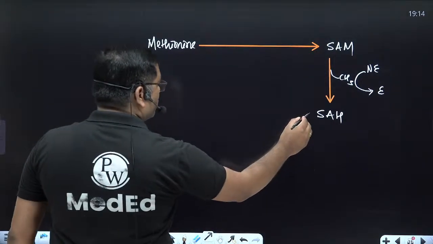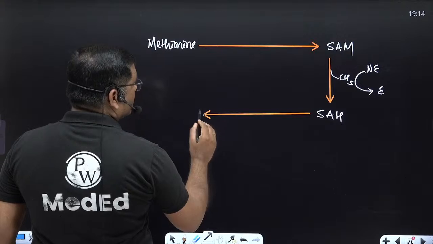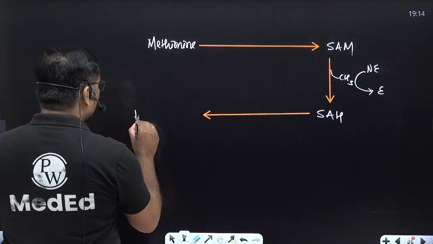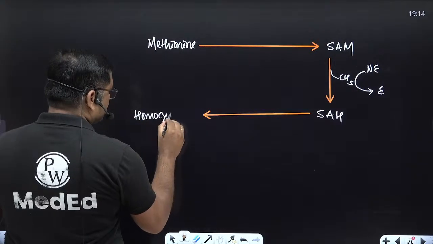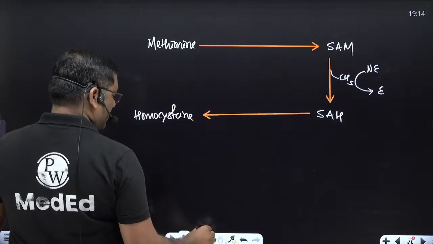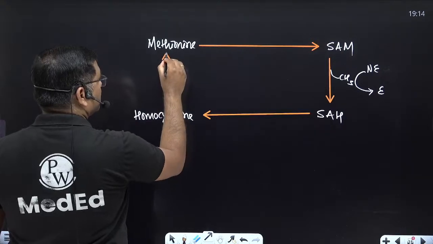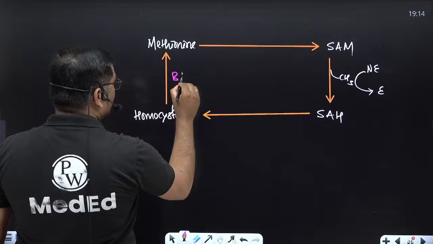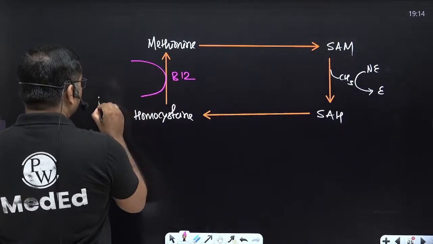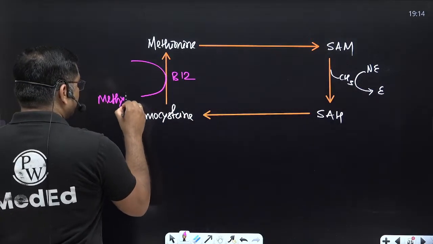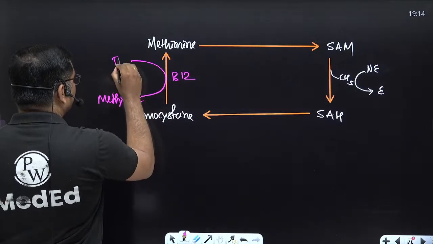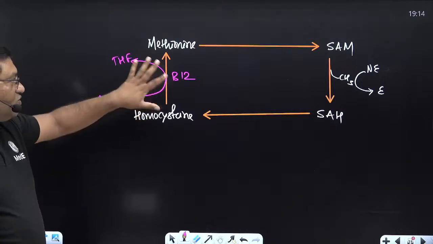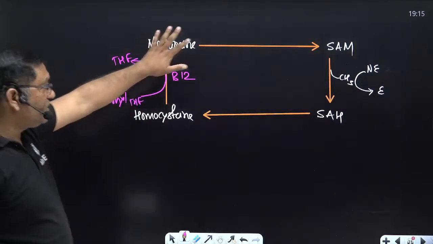Now S-adenosyl homocysteine, by adenosyl homocysteinase, is converted into homocysteine. And homocysteine is converted into methionine. This reaction is important because it requires vitamin B12, and in this reaction methyl tetrahydrofolate is converted into tetrahydrofolate. So it is a vitamin B12 and folic acid dependent reaction, homocysteine to methionine. So this is methionine metabolism.